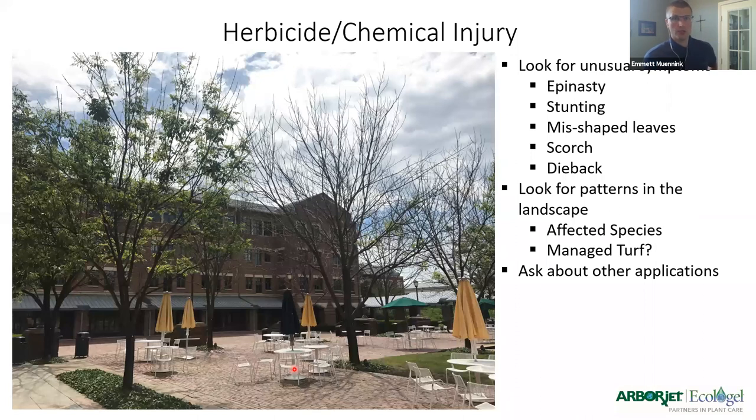So you want to look for unusual symptoms. Epinasty, which is twisting and distortion of the twigs. Stunted leaves. You could call some of this stunted growth. Misshapen leaves. Scorch, dieback. You can see some chlorosis sometimes with herbicide injury. Look for patterns in the landscapes. Is more than one species affected? Is the turf managed? You want to ask about the other applications. If you suspect that it's herbicide injury, you've got to ask about these applications. You've got to get some evidence about what's been applied.